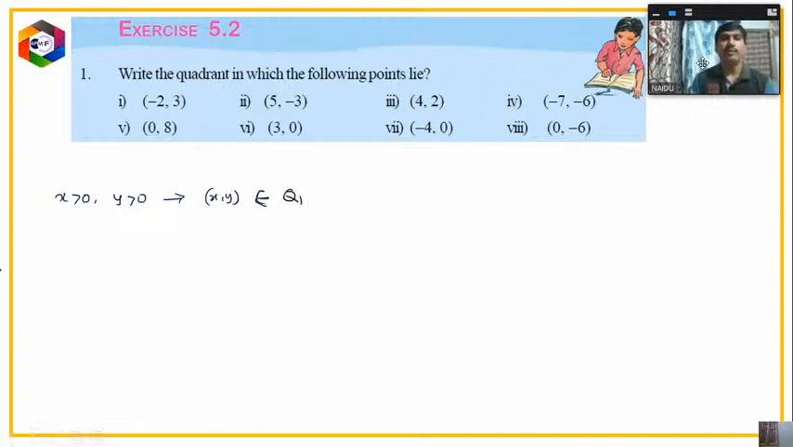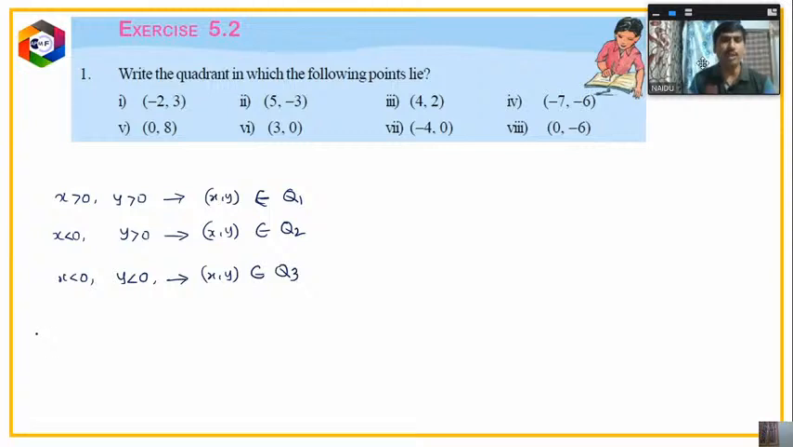We have to remember this. And if x is negative and y is positive, x value is negative and y value is positive, then in such a case x comma y belongs to Q2. And if x is less than 0 and y is also less than 0, in that case x comma y belongs to Q3, and if x is positive and y is negative, in that case x comma y belongs to Q4. Yes, these are the quadrants.